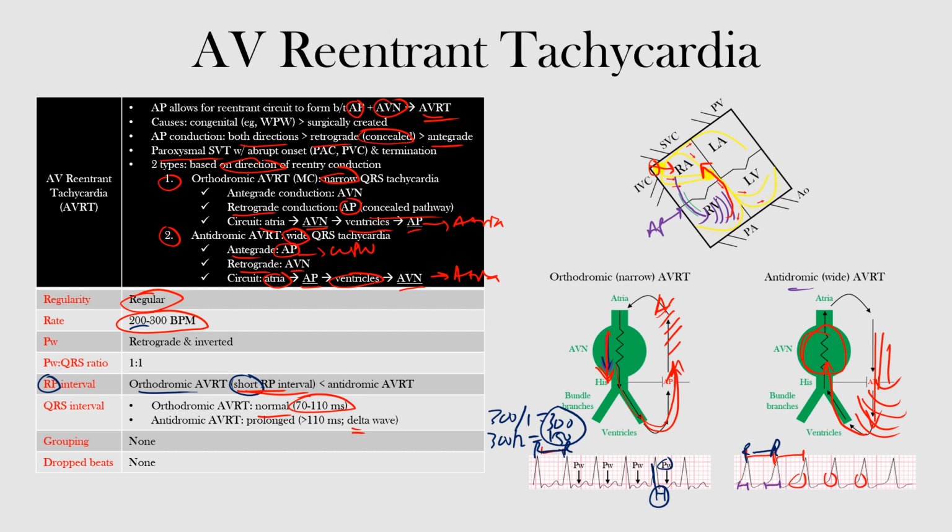Well, that's the end of this lecture. We discussed AV reentrant tachycardia, including its mechanism, common causes, along with two main types, orthodromic and antidromic AVRT, and their respective EKG features. I hope you learned something.